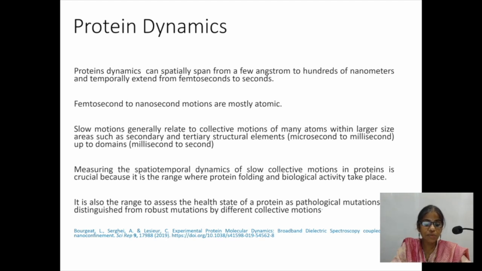In the present study, measurement of the spatiotemporal dynamics of slow collective motion of protein is focused because it is the slow motion that is very interesting, where biological activities and the protein unfolding takes place.